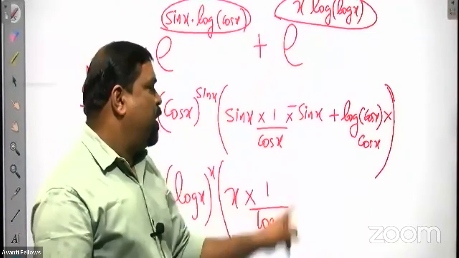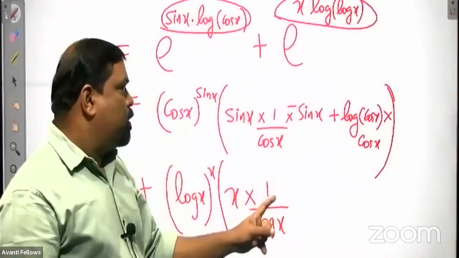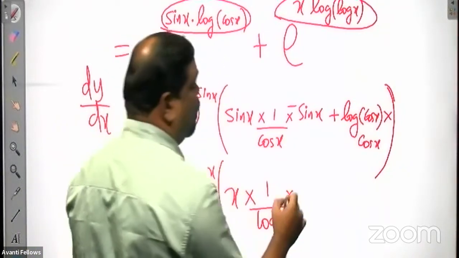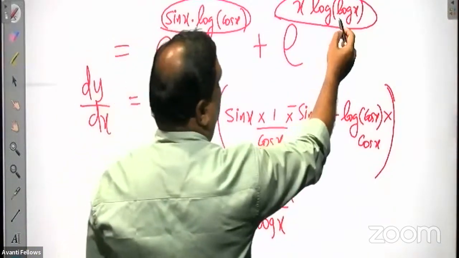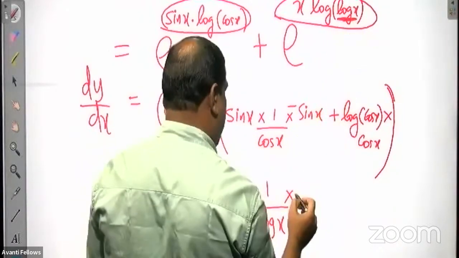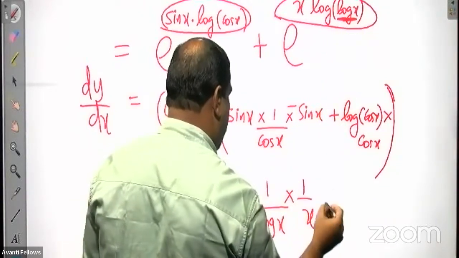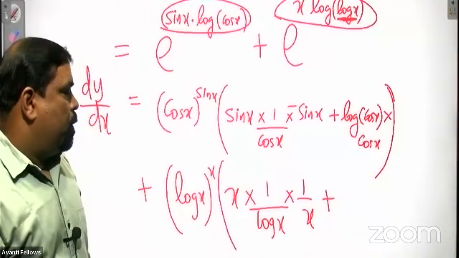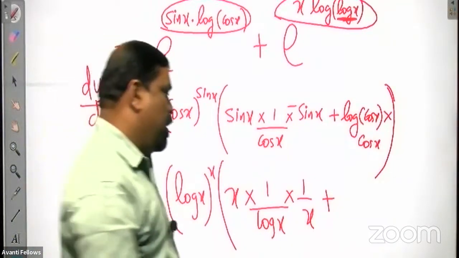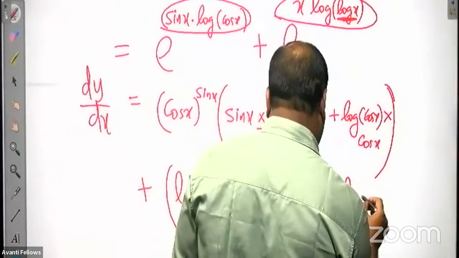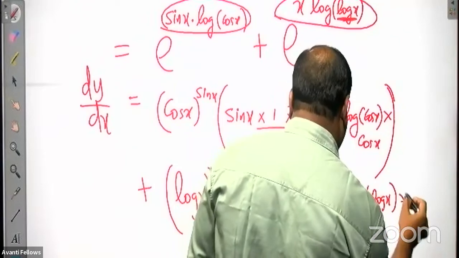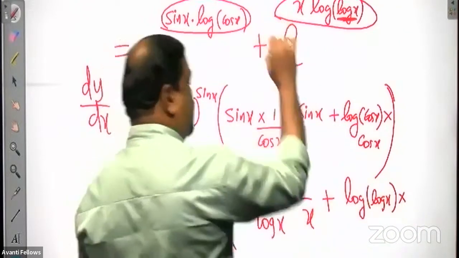Log y means 1 by y, log x means 1 by x, like that. So log x means 1 by log x into derivative of log x. Chain rule, derivative of log x, that is 1 by x, plus log x. Second term, second function is log x into derivative of x. That is 1 only.